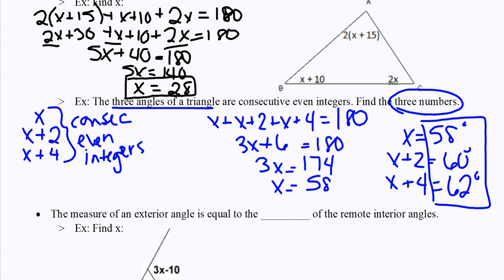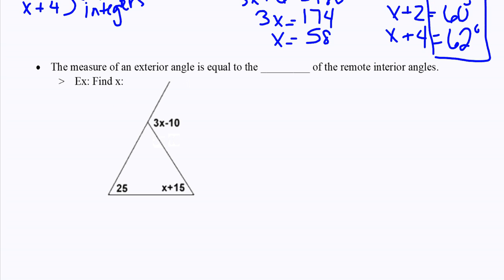Okay. Next, exterior angles. Now an exterior angle in a triangle means that I take one side of the triangle and I just extend it out beyond the triangle. So the exterior angle is the angle that's formed outside that triangle. And that measure is going to be equal to the sum of the 2 remote interior angles. Remote meaning far away. So not the one immediately next to the exterior angle, but the other guys out here.